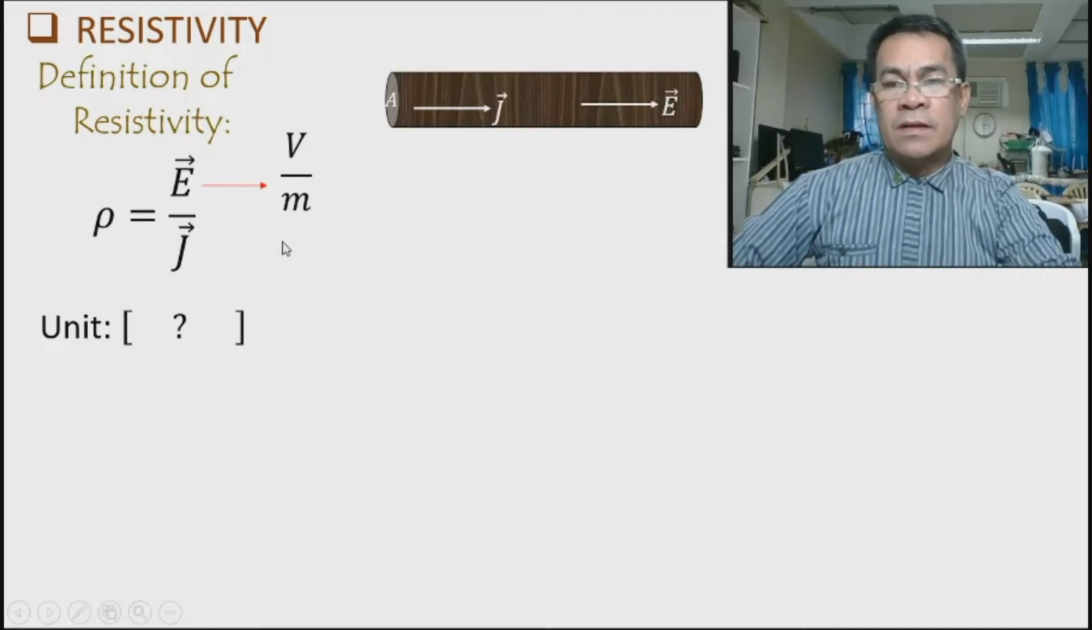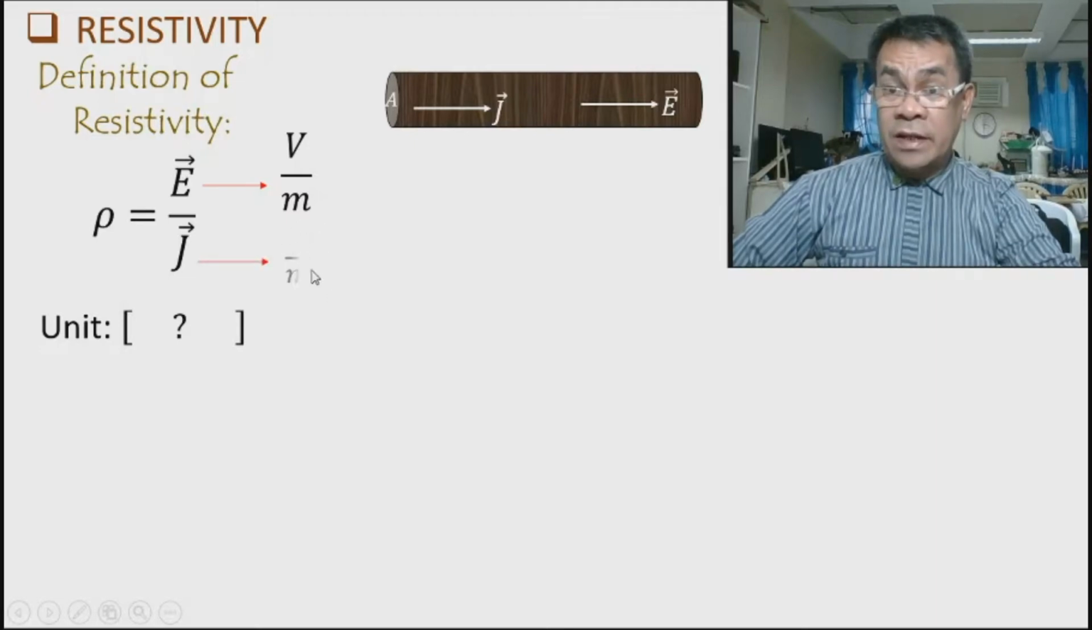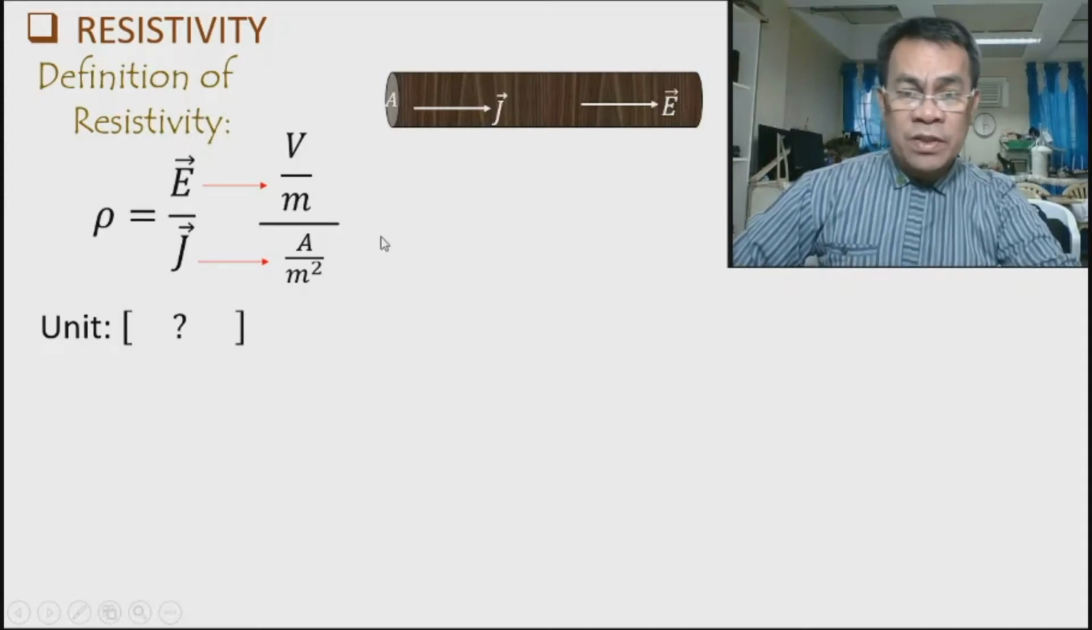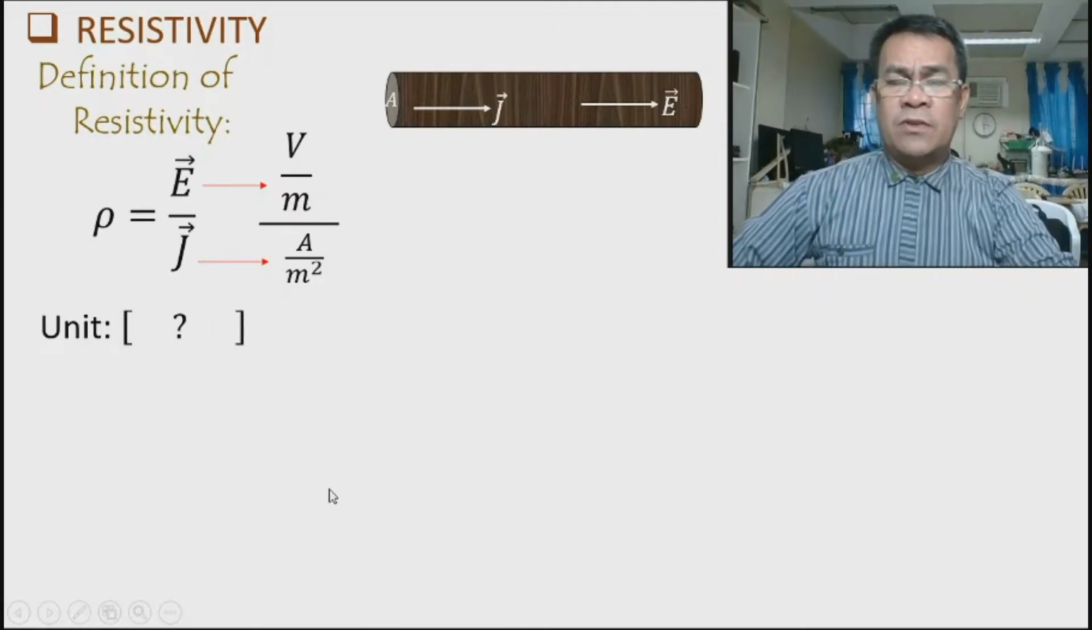Then what is the unit of current density? Remember, current density is I over A. So it should be ampere per meter squared, because A, the cross-sectional area of the conductor, is in meter squared, and the unit of current is ampere. We want to know the unit of the resistivity.